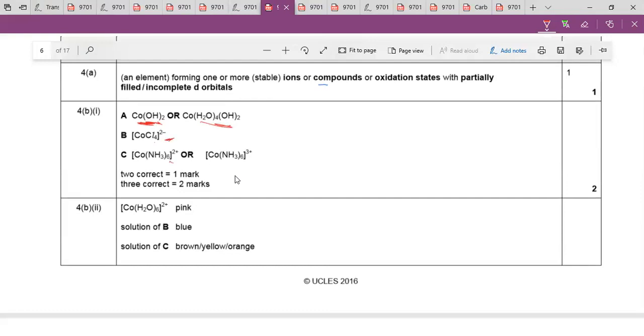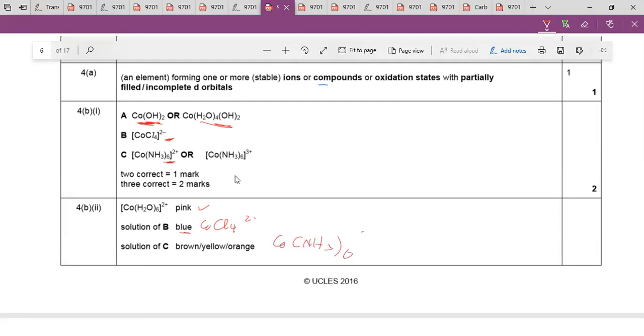Now 6, 4. See, here they don't accept 4, no. 6. So I say 6 is the key. Sometimes the marking scheme gives you 4, sometimes they don't. So well, you better put 6, because 6 is the common one. Okay? Pink. This is CoCl4 2 minus, this is a blue.